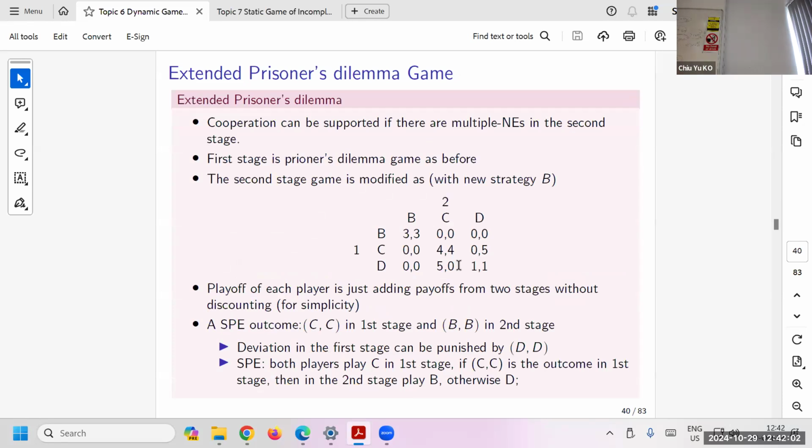Basically, I'm just telling you a story: if you're able to create new opportunities, look for new options, then that will work. Even though the new option need not be better than CC. B.B. is not better than CC; it's not Pareto superior. But you can create something that can be agreed upon, which is a Nash equilibrium of the stage game.